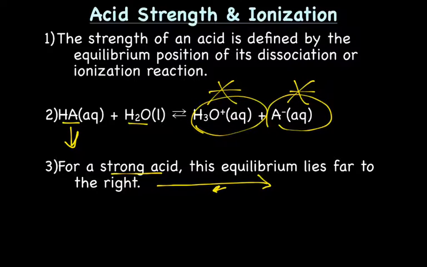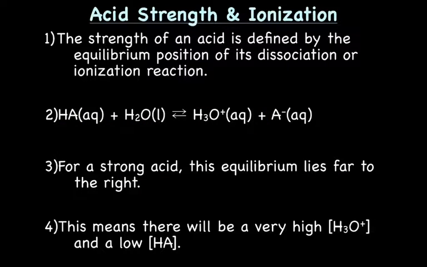In fact, for a strong acid, the amount of dissociation is very close to 100%, meaning just about 100% of the original acid is dissociated in water. Okay, so for a strong acid, this means there's going to be a very high hydronium concentration after dissolving in water and a very low concentration of your original acid.